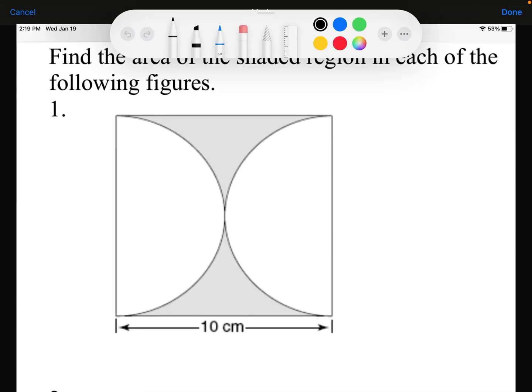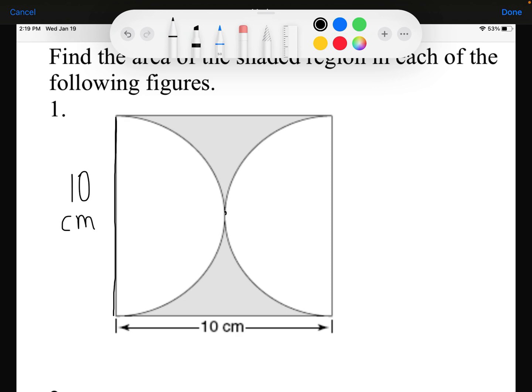Let's find the area of this shaded region. So let's take a look at our shapes. We can go ahead and assume that this is a square on the outside. So we have a 10 by 10 square. And then we have these two half circles.